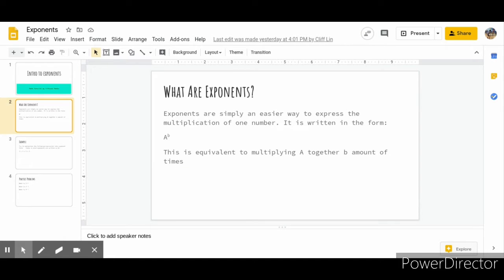Right, so what are exponents? Exponents are simply an easier way to express the multiplication of one number, and it is written in the form a to the b power. This is equivalent to multiplying a together b amount of times. For example, if I have 6 to the third, that's the same thing as 6 times 6 times 6: 6 times itself 3 times. So now let's do an example.